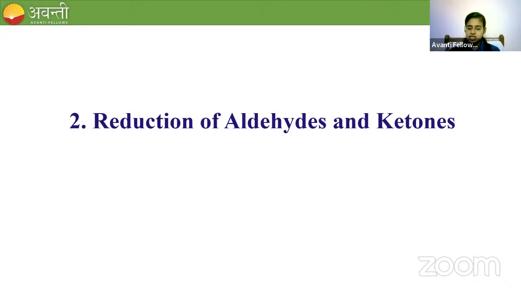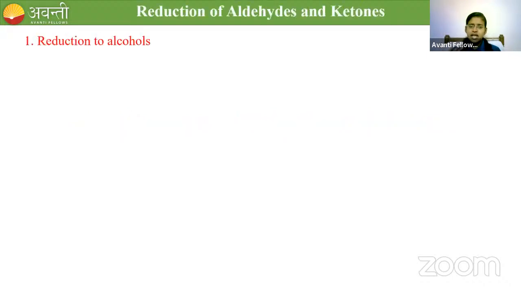So the process is the opposite, right? Reduction means I will get alcohol. So the first reaction is reduction to alcohols. Reduction means we have to use some reducing agents, right? The reducing agents are hydrogen in presence of platinum and nickel, which is called catalytic reduction. Why is it called catalytic reduction? Because platinum and nickel are the catalysts.